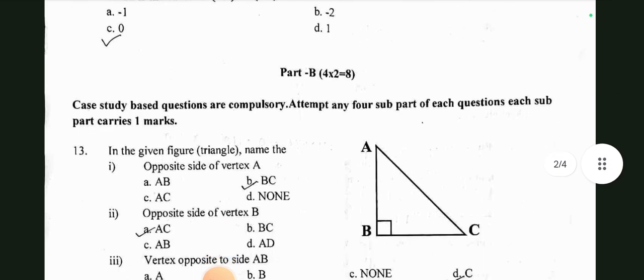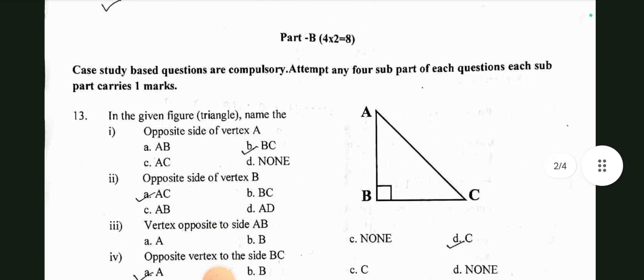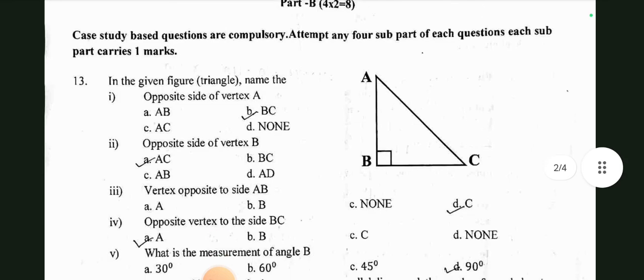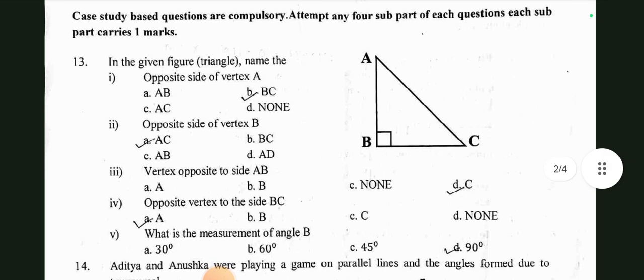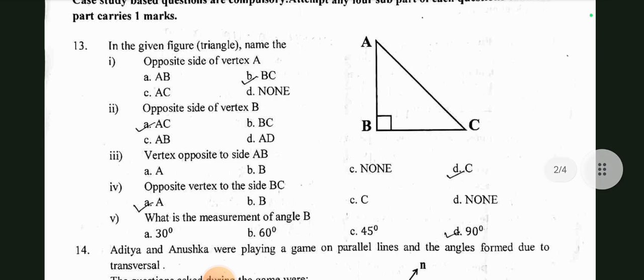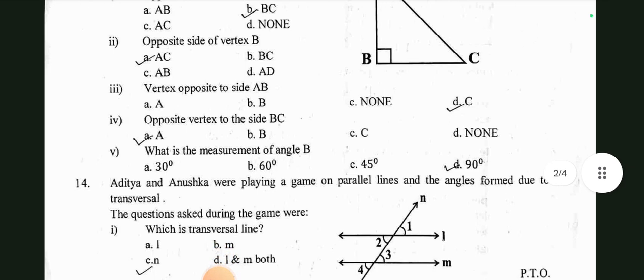Question 13 is a case based study question. Here is a right angle triangle ABC. First question, the opposite side of vertex A is BC, so the right option is B. Question second, the opposite side of vertex B is AC, so the right option is A. Question third, the vertex opposite to side AB is C, so the right option is D. Question 4, the vertex opposite to side BC is A, so the right option is A. What is the measure of angle B? It is 90 degrees, so the right option is D.